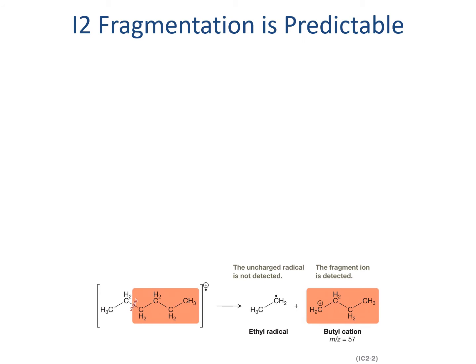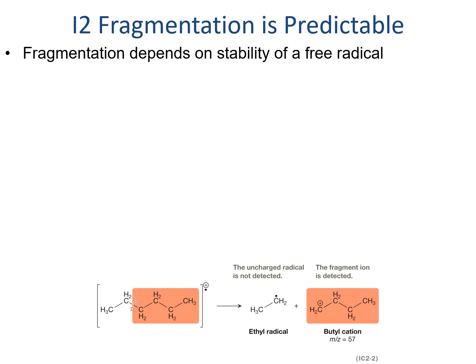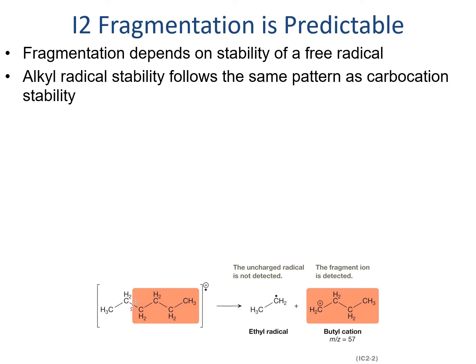The reason it's placed so late in your text is because we're always going to have the stability of a free radical as one of the factors for our overall fingerprint. But it actually follows the same pattern that we saw before for carbocation stability, so I'm confident that you can actually do this just fine.